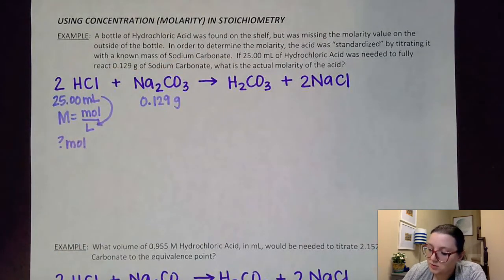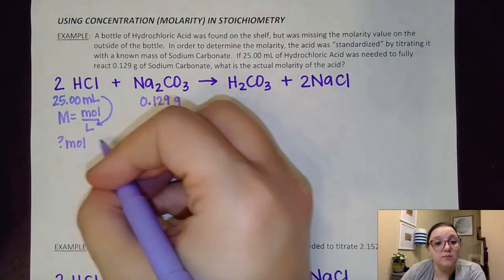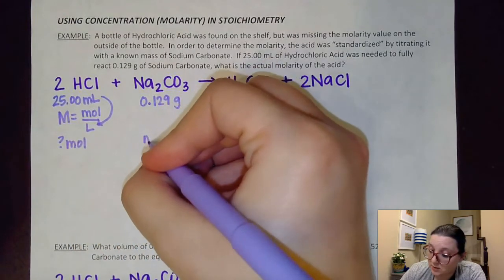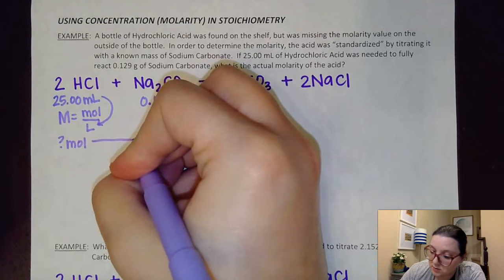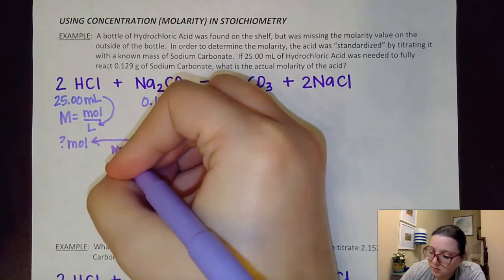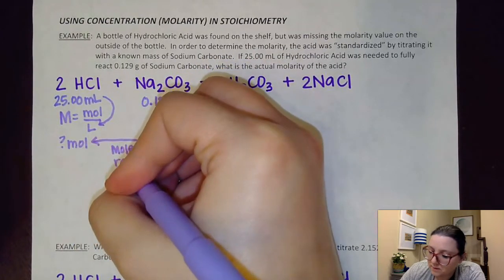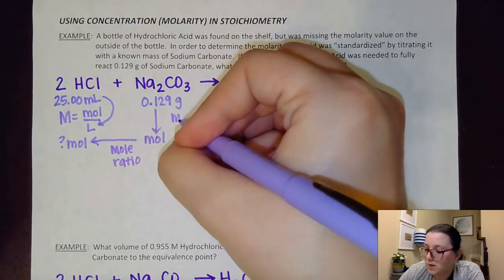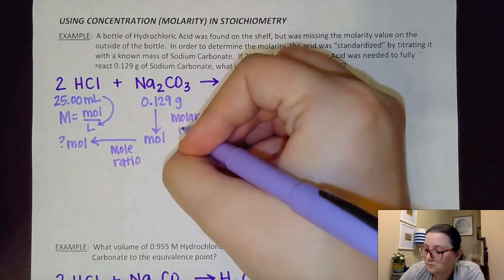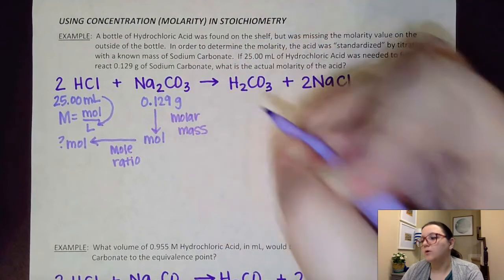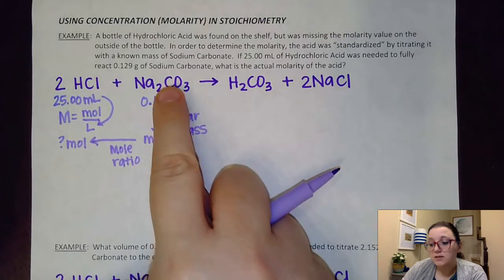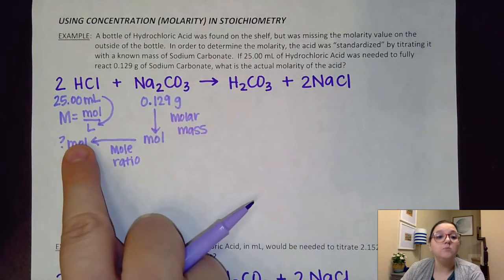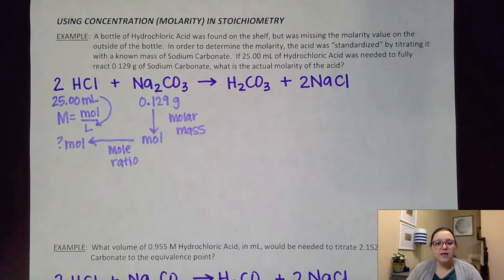And so what I'm going to do is think about reaction stoich. To get between one substance and another, I would need a mole ratio here. And to get between grams and moles, I would want to use molar mass. So what we're going to need to do is use stoich to get us from the grams of sodium carbonate to the moles of HCl. Then once I have those moles of HCl, I can divide it by the volume in order to figure out what my molarity would be.